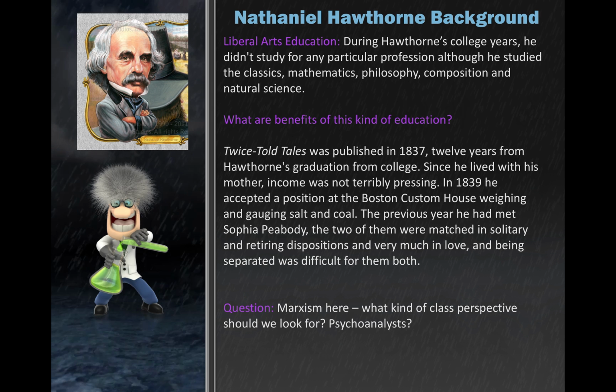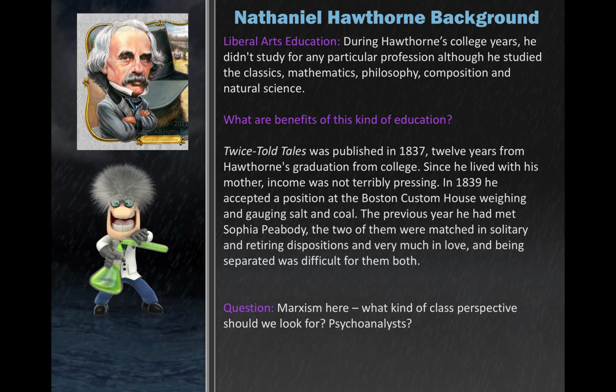Twice Told Tales was published in 1837, 12 years from Hawthorne's graduation from college. Since he lived with his mother, income was not terribly pressing. In 1839, he accepted a position at the Boston Custom House, weighing and gauging salt and coal. The previous year, he met Sophia Peabody.